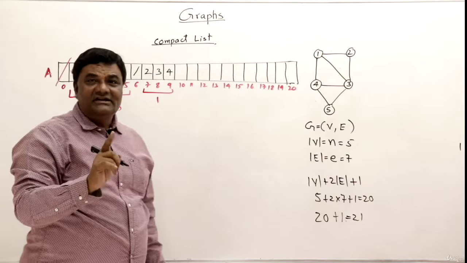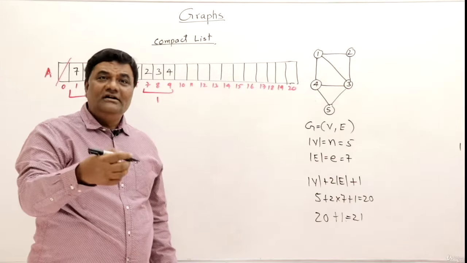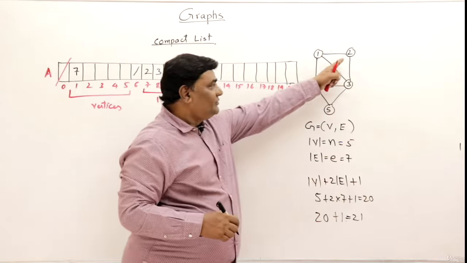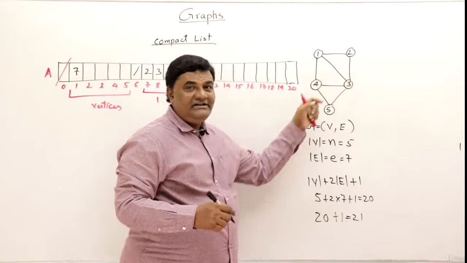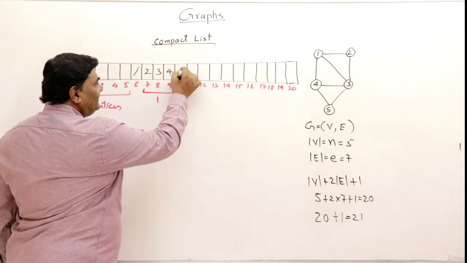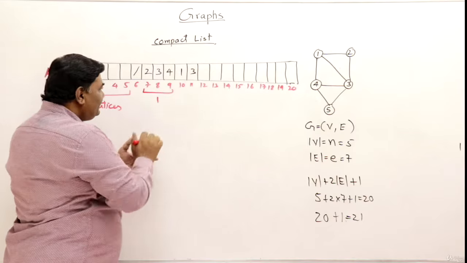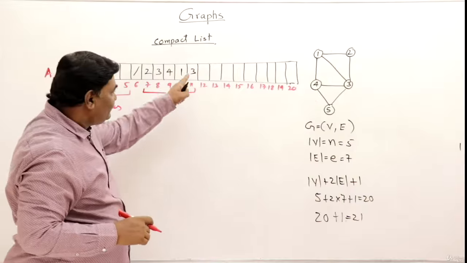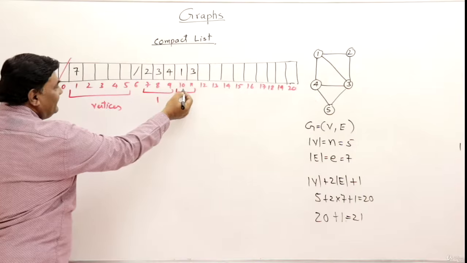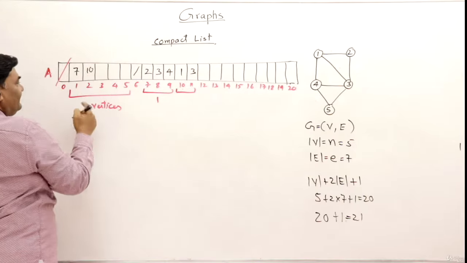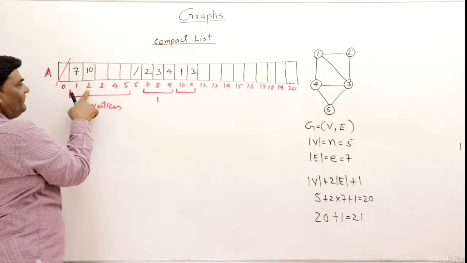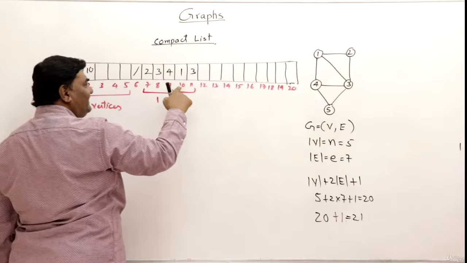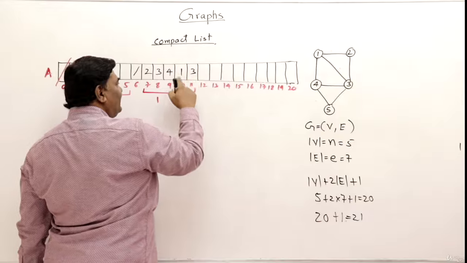I have just mentioned the starting point. Now let us take other vertices. For vertex 2, the adjacent vertices are 1 and 3. So I'll mark them 1 and 3. These are from 10 to 11 only, just 2 places. So that is starting from 10, index 10, I will write here. This means that the adjacent vertices of vertex 2 are starting from index 10 onwards. So 10 and 11, they are ending at 11.